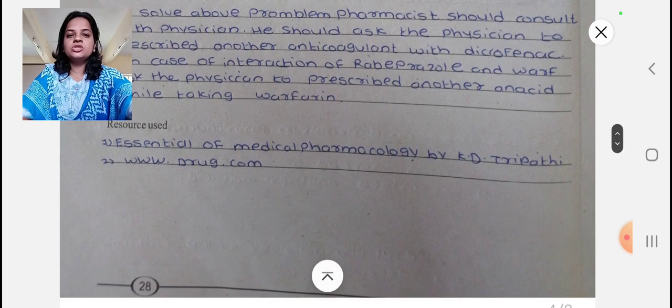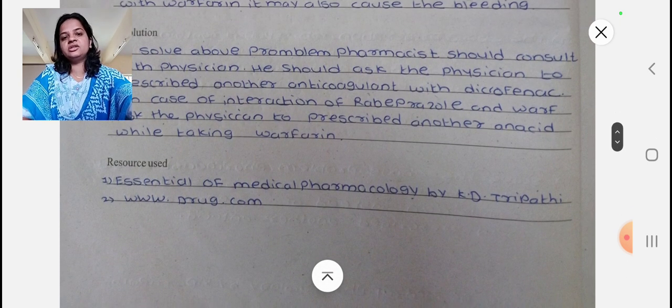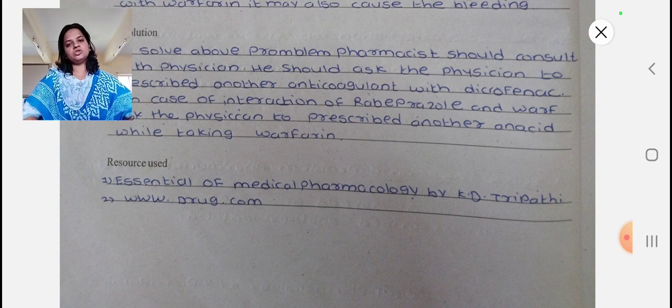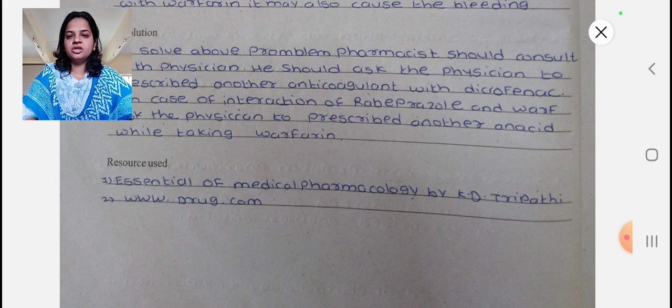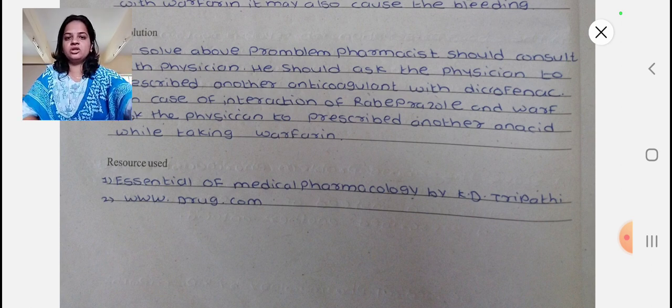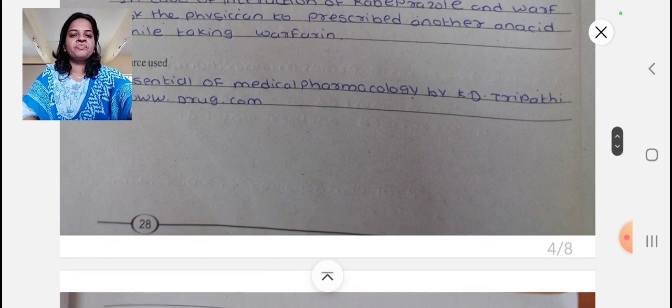Then here, the resources used. Sorry, one book is there: Essentials of Medical Pharmacology by K.D. Tripathi, and another one is www.drugs.com. In that you can get the drug interaction. So Medscape is there. In that you can get the drug interaction.